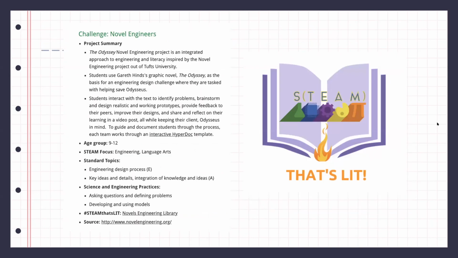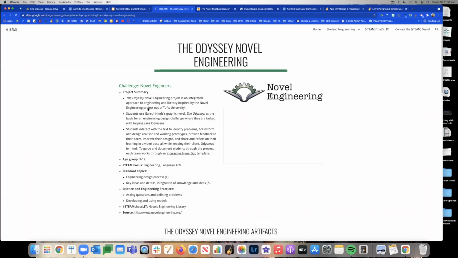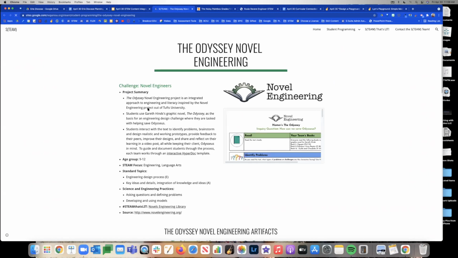So the idea of novel engineering came up in our last session, and the novel engineering project is kind of that approach of taking an engineering aspect with a literacy. It comes out of Tufts University. I linked here to a teacher who shared her resources for the Odyssey. So it's obviously upper grades. And so they're going to use the graphic novel, The Odyssey, as a basis for an engineering design challenge where they're tasked with helping save Odysseus.